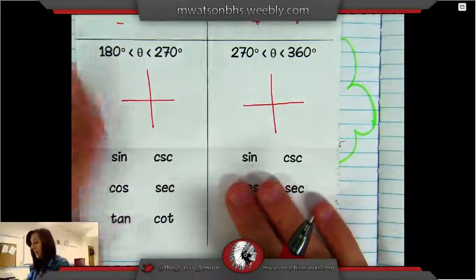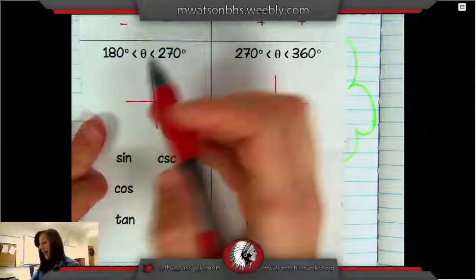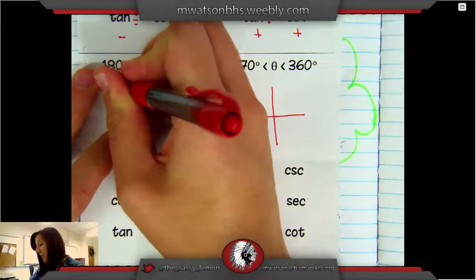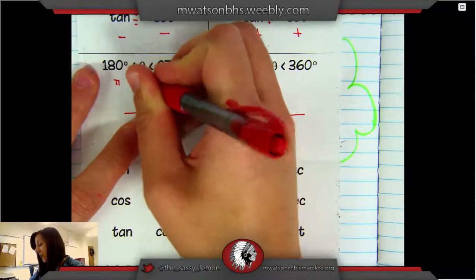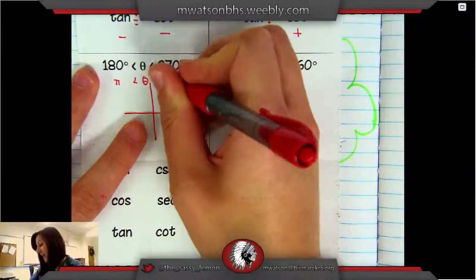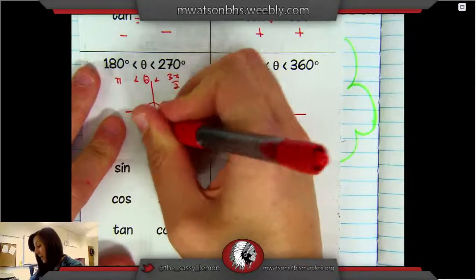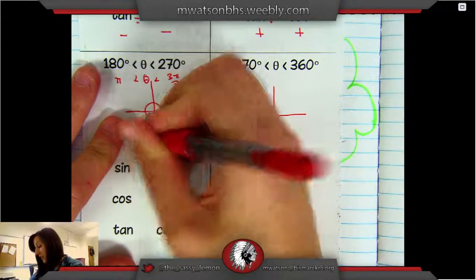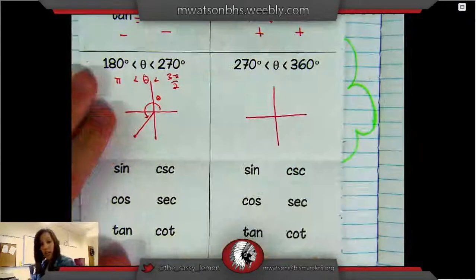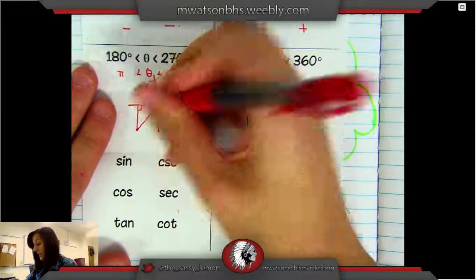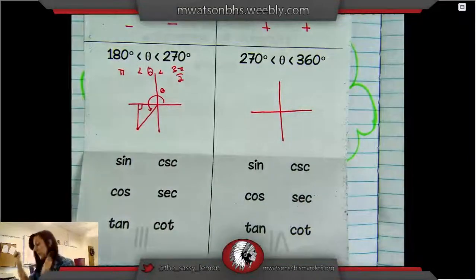All right, so now let's work on the bottom half. So this time we're in between 180 degrees and 270, which can also be written as between pi and 3 pi over 2 radians. I'm going to draw my terminal side. Pretty generic graph. Go ahead and draw that line to create an imaginary triangle.